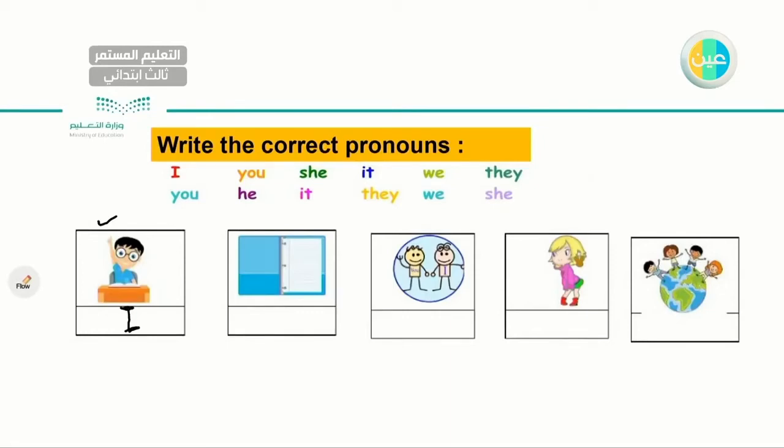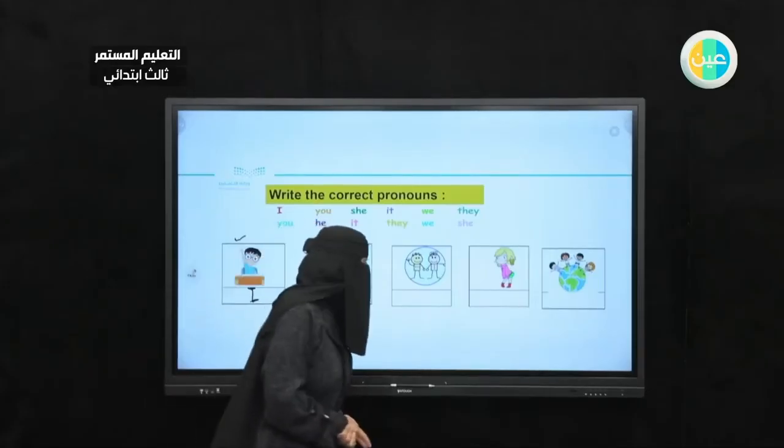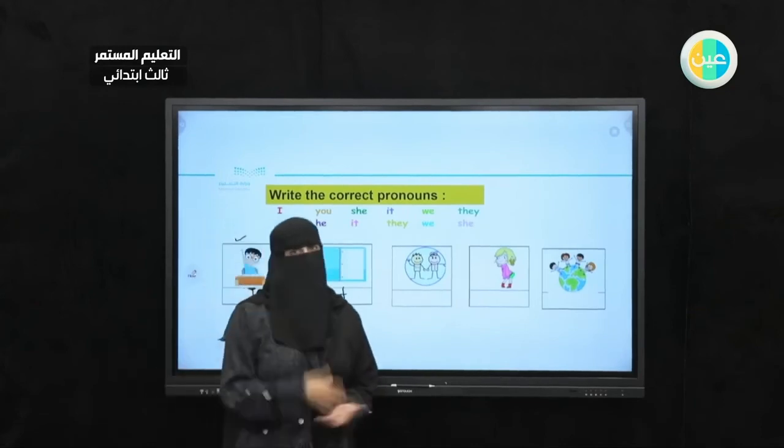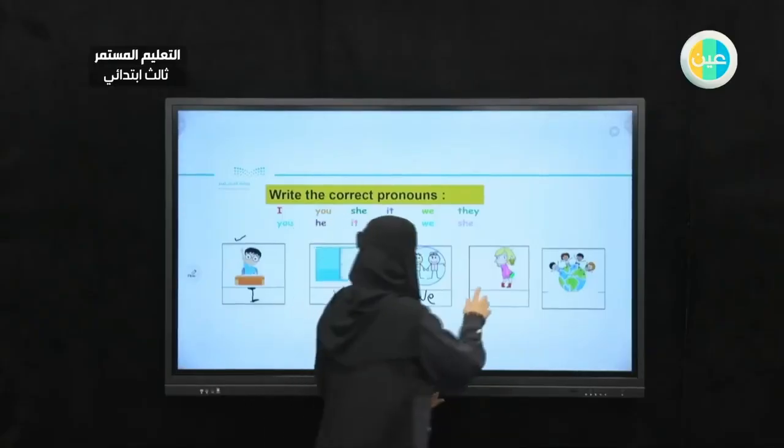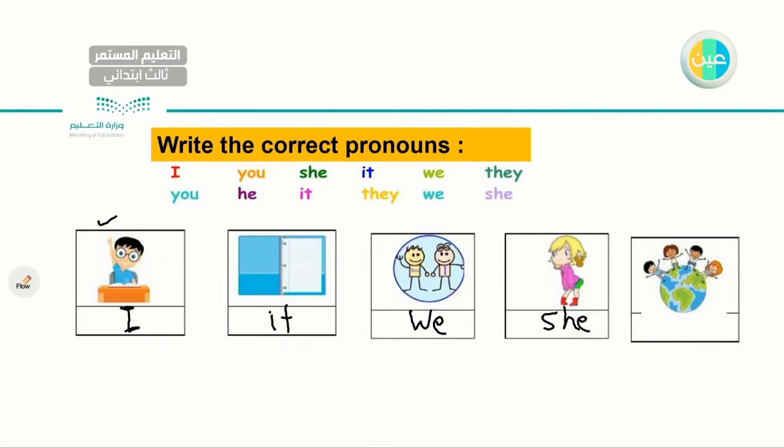I am a teacher. The next one, I have a notebook. What's the perfect pronoun to describe a notebook? A door, a bag. It. Very good. Excellent. I have it. The next one, I have I and you. So what do you think? We. Very good. I have this girl, she, and the last one, the kids, I have they. Very good. Let's go to the next one.